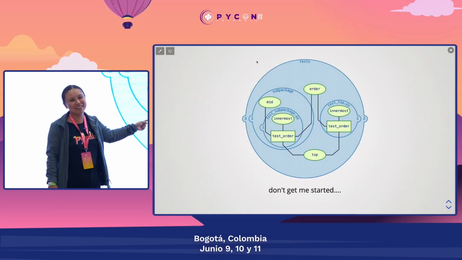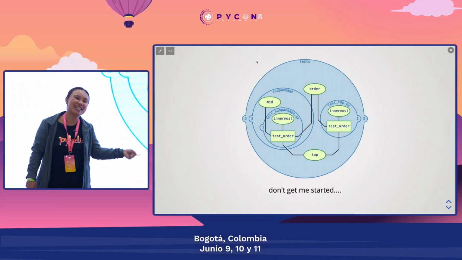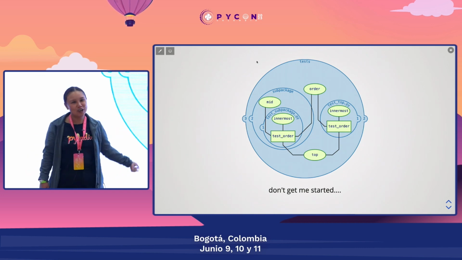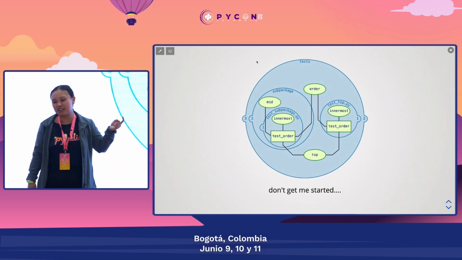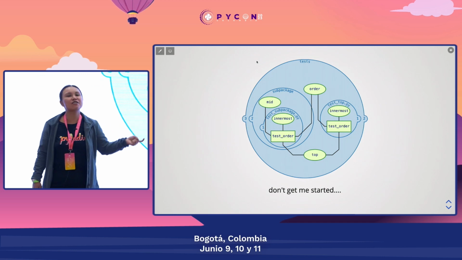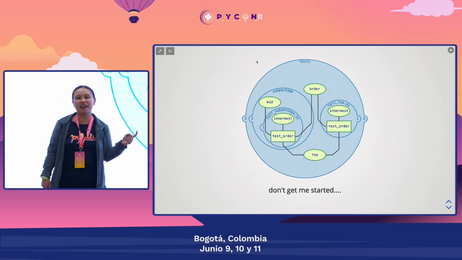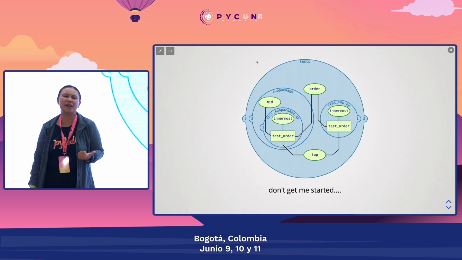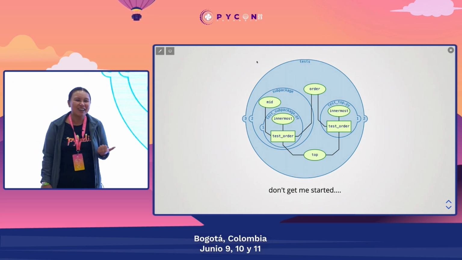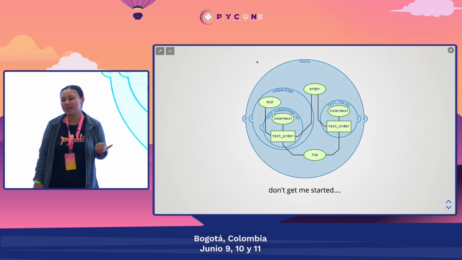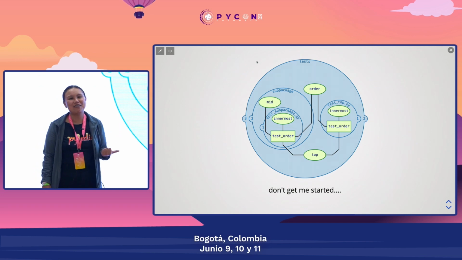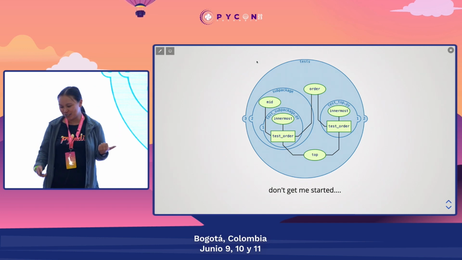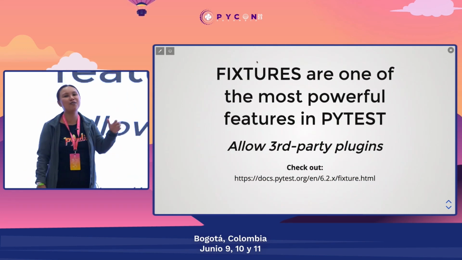So this is from, I pulled it from the documentation. This is a picture showing how you can create different fixtures within different scopes and stuff. Every time I look at it, it gives me a nightmare. I was like, what am I looking at? Oh, my brain hurts. So I'm not going to dive into it. What I'm going to do is point you to the place where you can learn more about it.